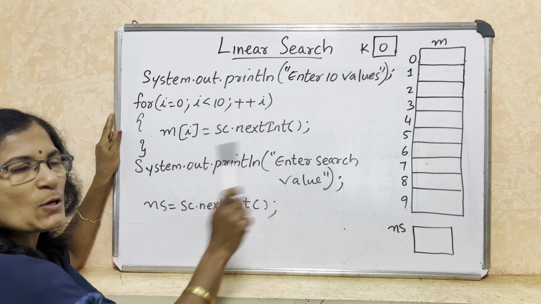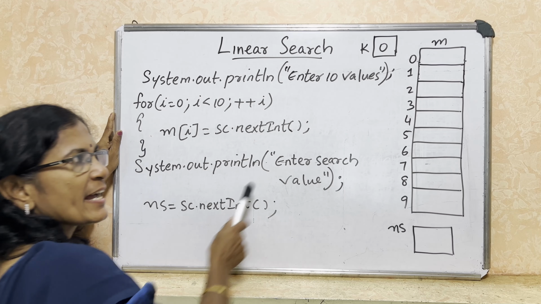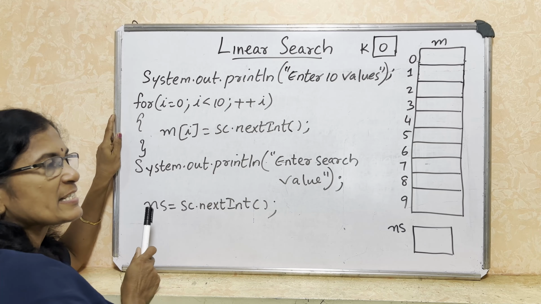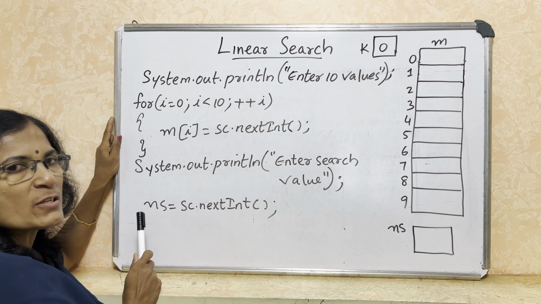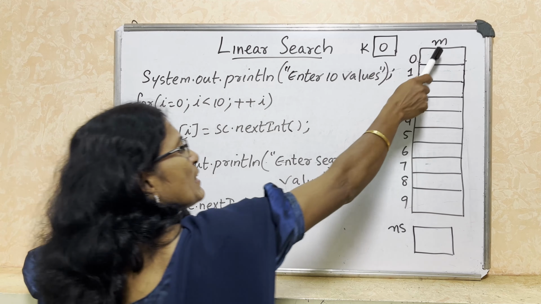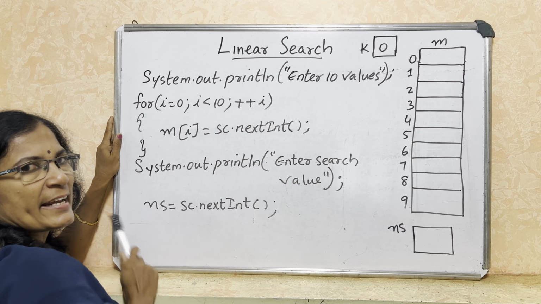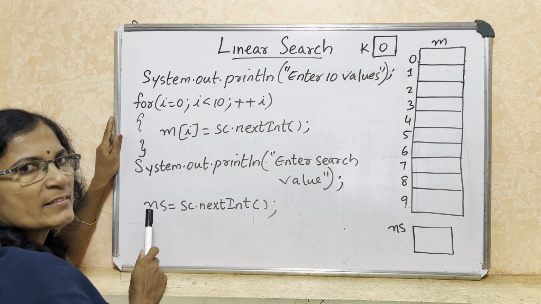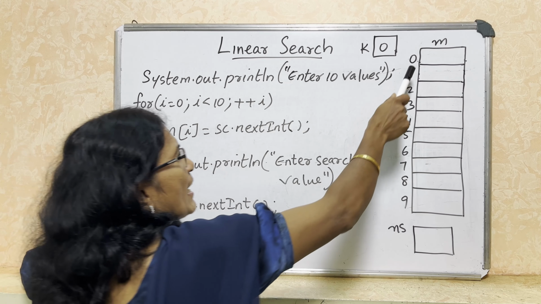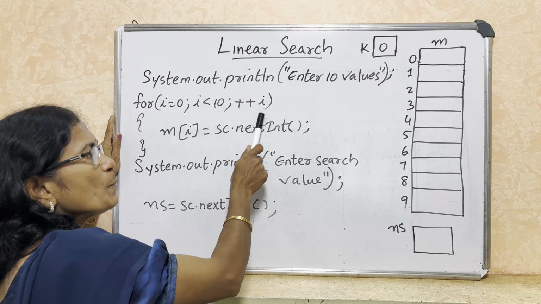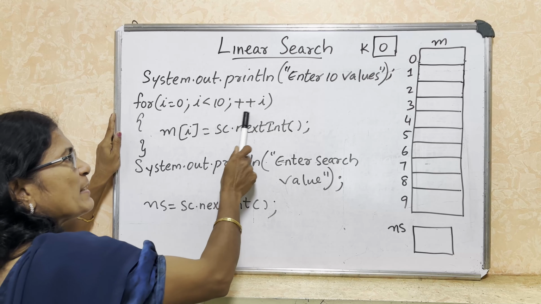A for loop is used for entering data into this array. As there are 10 storage locations and the array index starts from 0, the loop index variable is initialized as 0, i is equal to 0. The last index of the array is 9. So the value of i goes till 9, i less than 10, including 9. And the array index changes by 1. So the value of the loop index is incremented by 1, i plus plus.